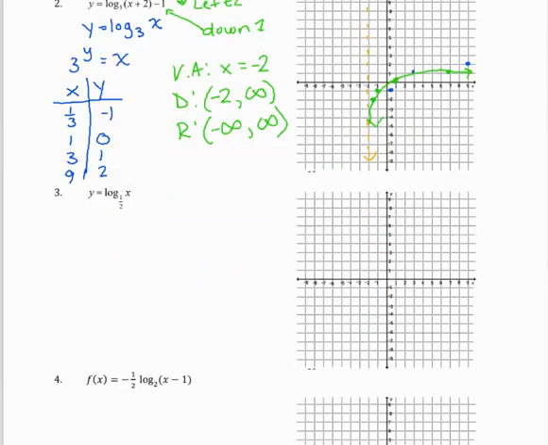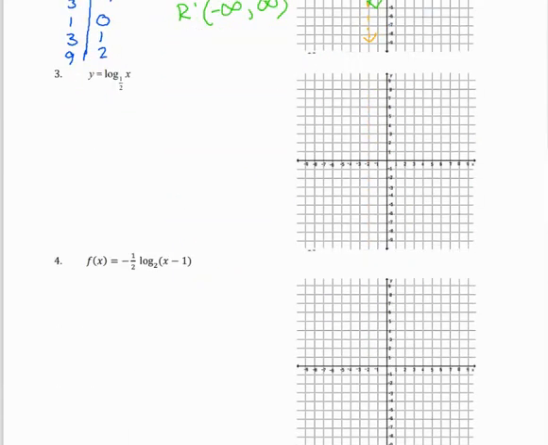Okay? You try 3 and 4. Number 3 does not have any transformations, so just convert to exponentials, plug in values for y, and get your x's. For number 4, you want to think about just the parent function of y equals log base 2 of x. Convert that, get your points, and then transform. We'll talk about these tomorrow.